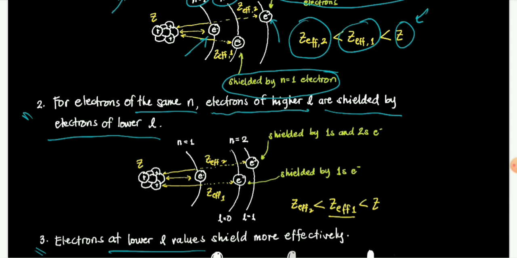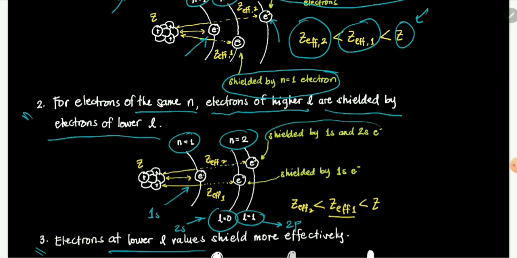Okay? So, for example, meron tayong N equals 1. So, isa lang naman ang subshell niyan, yung 1s. Okay? Pero sa N equals 2, meron tayong tinatawag na 2s tsaka 2p. Okay? So, dun sa N equals 2, meron tayong dalawang subshells. Yung 2s and 2p. So, ang sinasabi ng number 2, okay, nasi-shield ng 2s and 1s yung 2p. Okay? So, nasi-shield ng 2s yung 2p kasi yung 2p mas mataas ang kanyang L. Okay? Hindi nasi-shield ng 2p yung 2s. Ang nag-shield lang sa 2s ay yung 1s electron.